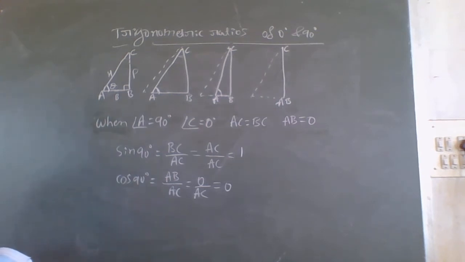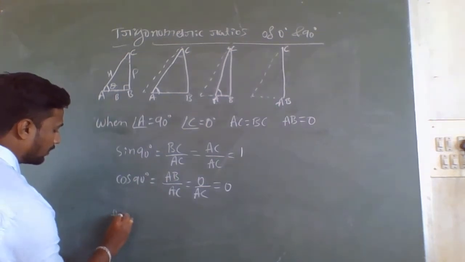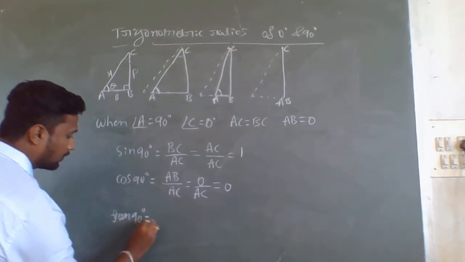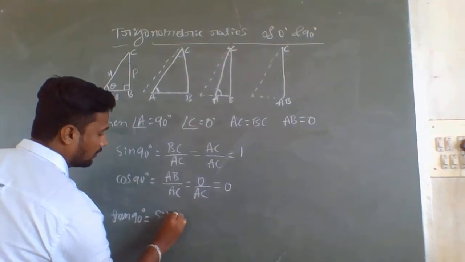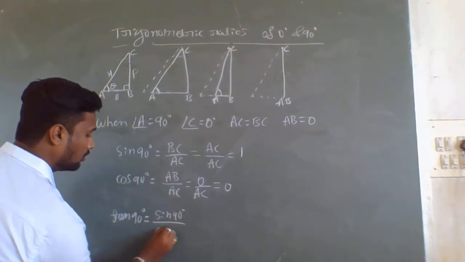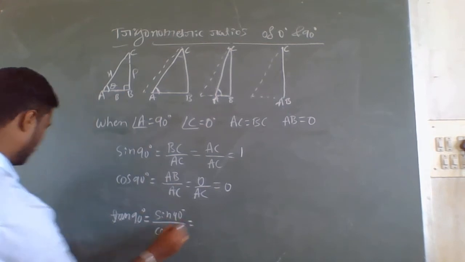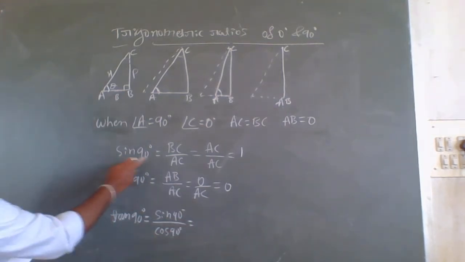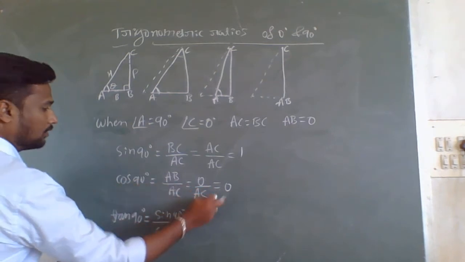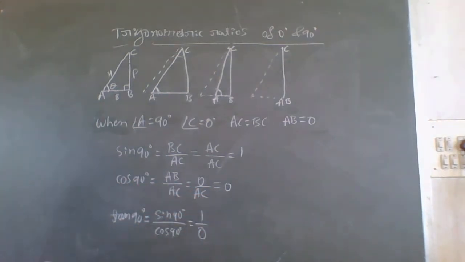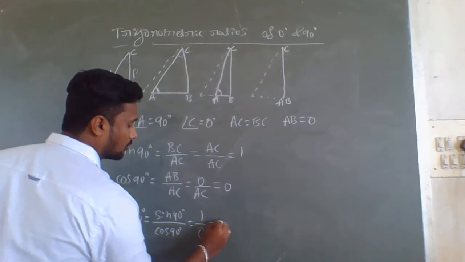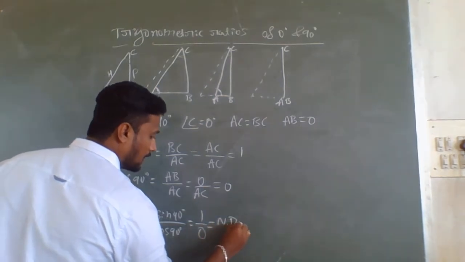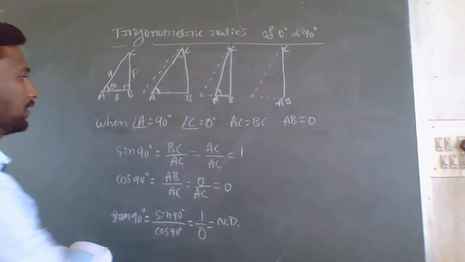Now next one, tan theta, means tan 90 degree here. Tan 90 degree means sin 90 by cos 90. Sin 90 value is 1 and cos 90 value is 0. So what will we get? 1 by 0. We know that anything by 0 is not defined. Here I am writing ND, not defined.